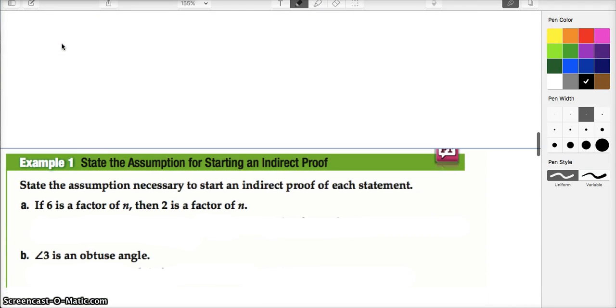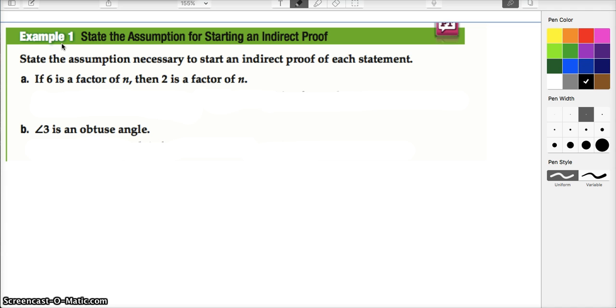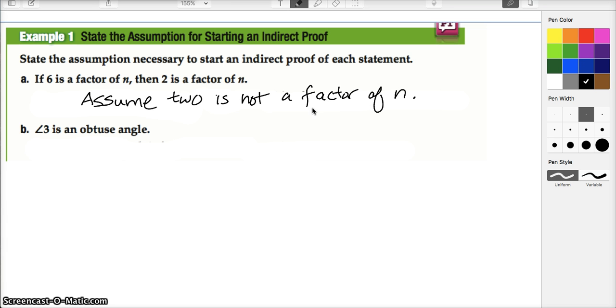So we'll do that in this example. We're going to state the assumption for starting an indirect proof. State the assumption necessary to start an indirect proof for each statement. Let's look at this first one. If 6 is a factor of n, then 2 is a factor of n. What we have to do is assume that this is not true. This part would be the thing that we're trying to prove. So 2 is not a factor of n. Assume that 2 is not a factor of n. And I hope you guys remember what a factor is. A factor is a number that divides evenly into another number.